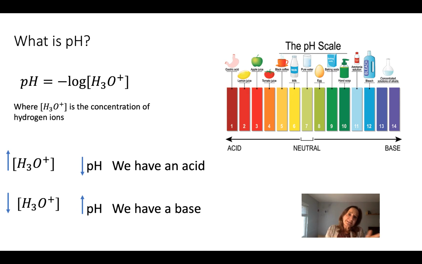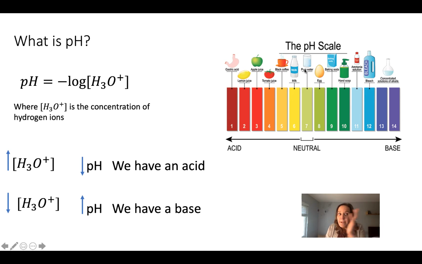So acids are compared to pure water. Any solution with a pH less than water is an acid, and any solution with a pH greater than water we call a base. Some common acids that we know about: lemon juice, a very strong acid. Our coffee is acidic, and even milk is slightly acidic. So we go from more acidic to less acidic as we get closer to water.